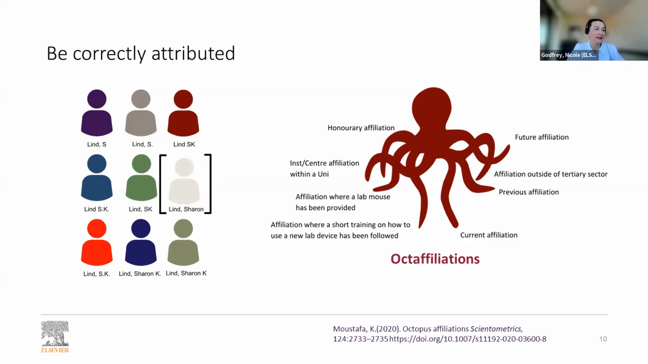You can see here in the example 9 different ways Sharon Lind is online. And the one that Sharon actually wants to go by is Lind, Sharon. So just making sure that she's constantly checking back in and making sure that things are published in that format is really imperative. So the other part of a name is the affiliation.